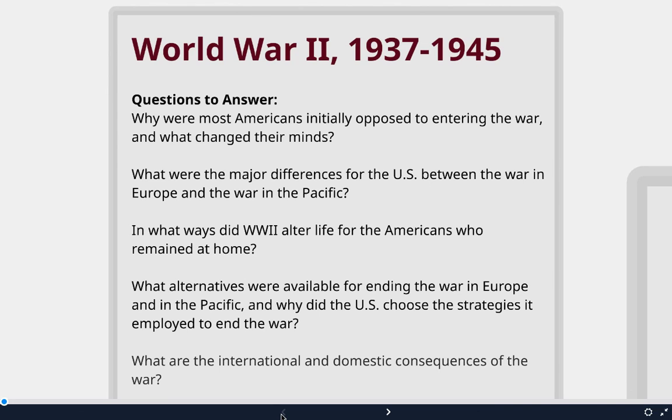And then we're going to talk about in what ways did World War II alter life for the Americans who remained at home. Then we'll move on to what alternatives were available for ending the war in Europe and in the Pacific, and why did the U.S. choose the strategies that it employed to end the war. Lastly, we are going to be looking at what were the international and domestic consequences of the war.